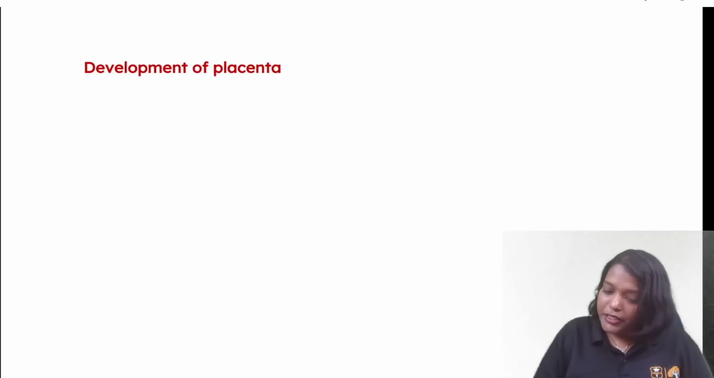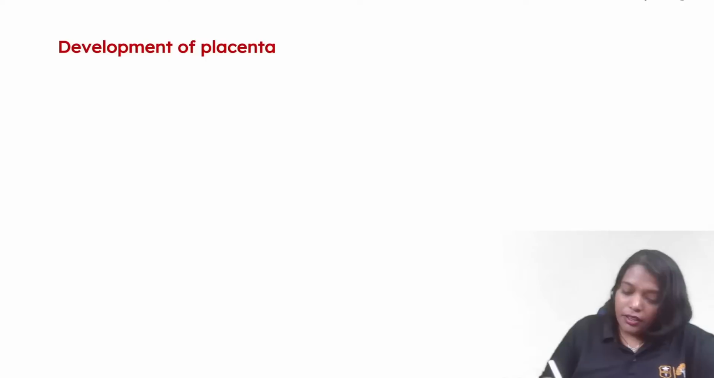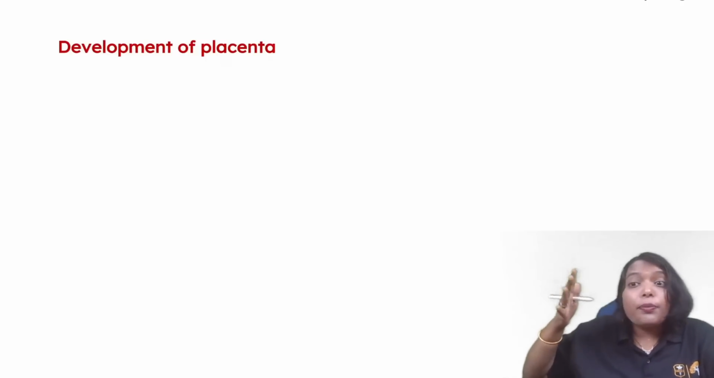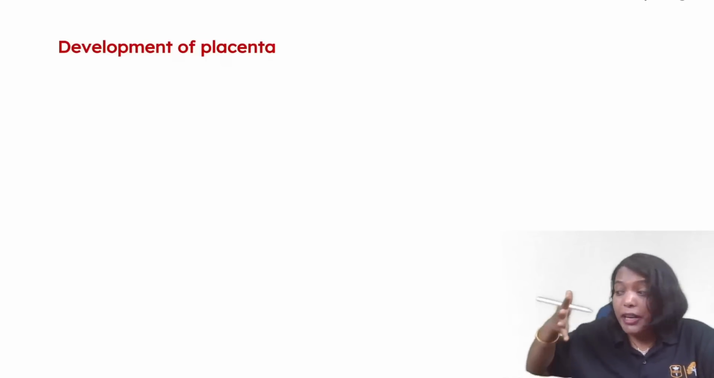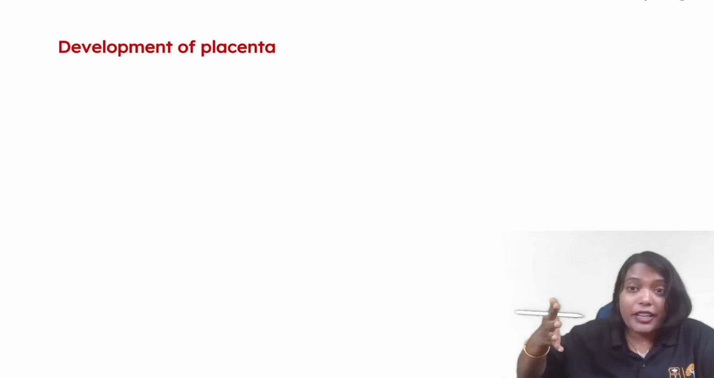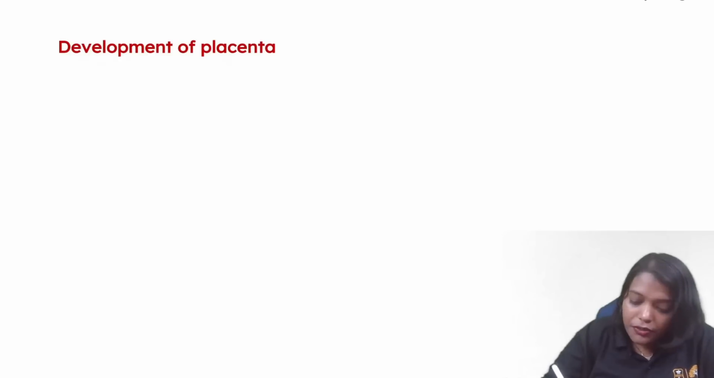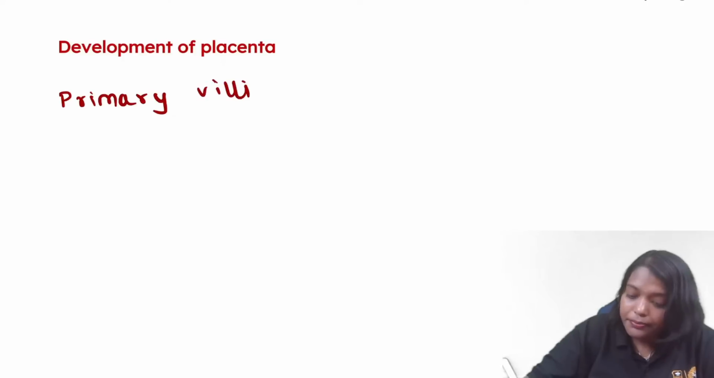So the development of placenta. Basically, the trophoblasts, the syncytial and cytotrophoblasts, will make finger-like projections. Okay. So first we have the primary villi. So primary villi is formed on day 12.